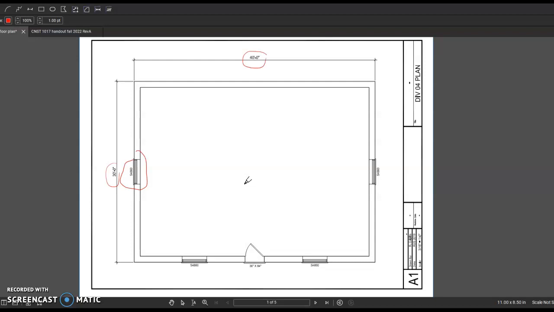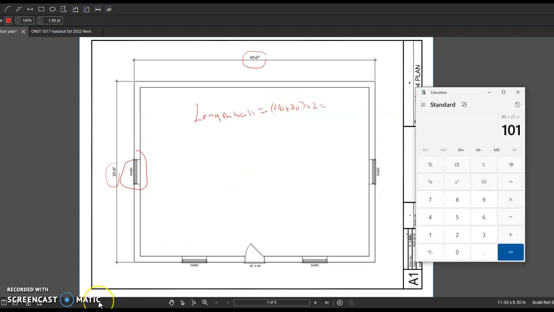So if we want to figure out surface area of this particular building, we need two different things. We need a length of wall, and I need the height of the wall. So the length of the wall I can see right here, 40 plus 30 times 2, 140 feet.